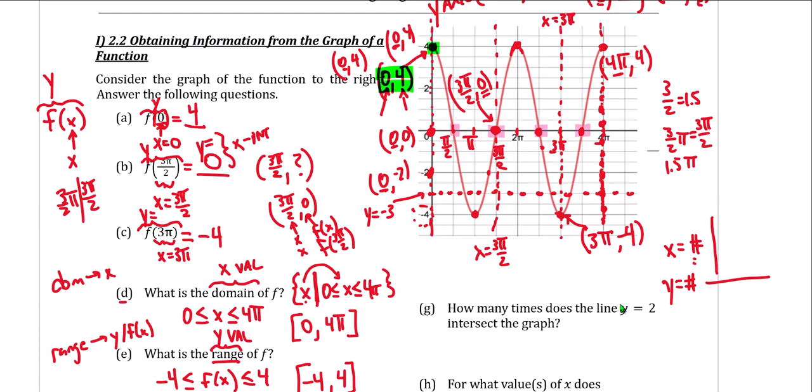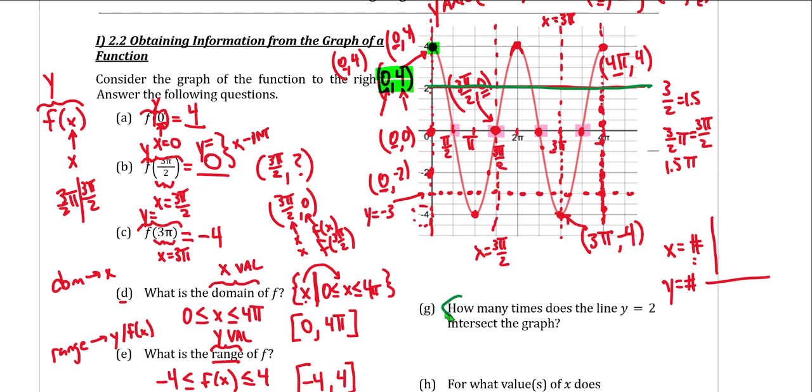This question asks us about the line y equals 2. So I'll just go to where y equals 2 on the y-axis, right here. So I am talking about this horizontal line. I'm going to draw that in a different color so that it stands out a little bit better. There's the line y equals 2. And I can now answer this question.